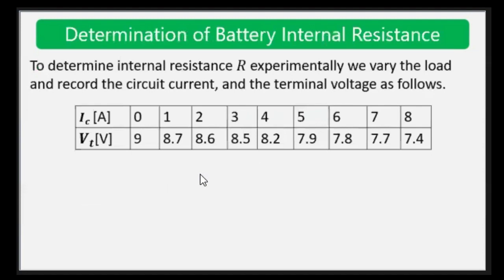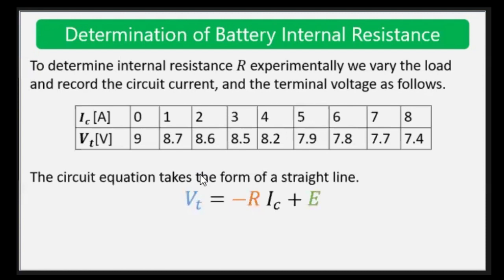Then you set 1 ampere and calculate the VT. You change the load, get 2 amperes, and you calculate the VT. So you change the current and calculate the VT. This is a practical example. Now, to calculate the internal resistance, you plot these points and you get a curve. The slope of that curve is going to be the internal resistance. VT is equal to minus R into IC plus E. This is the equation that we have seen in the last lecture. It is equal to Y equals MX plus C.